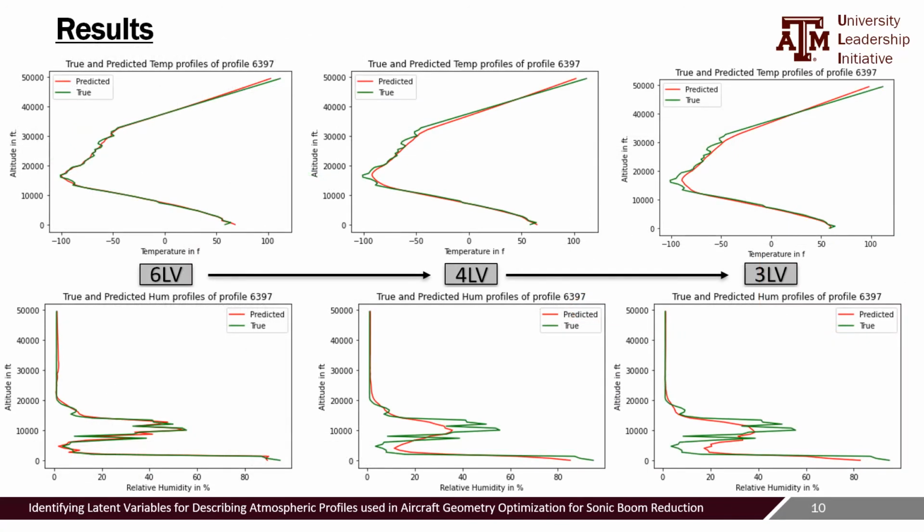Here are the temperature and relative humidity plots for the same atmospheric profile, but the predicted profiles were reconstructed from varying amounts of latent variables. From a visual standpoint, it can be seen that the fewer latent variables that the algorithm has to reconstruct the original data from, the more trouble the algorithm has doing so. This makes sense because the algorithm is trying to recreate a large set of data with even less information.